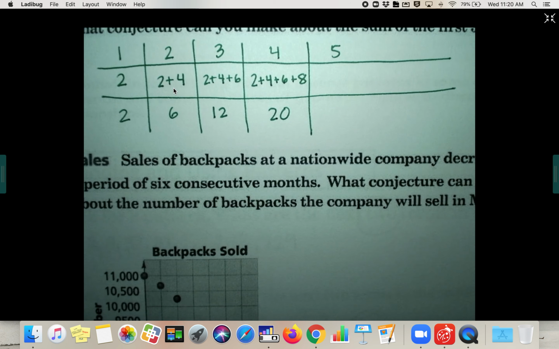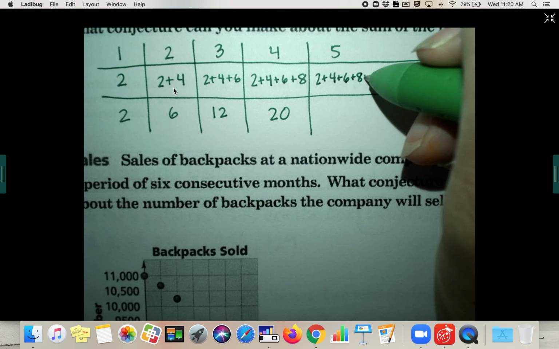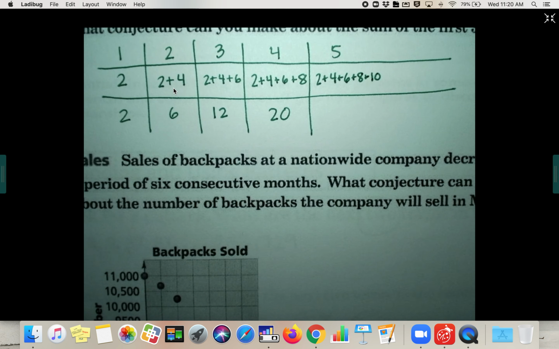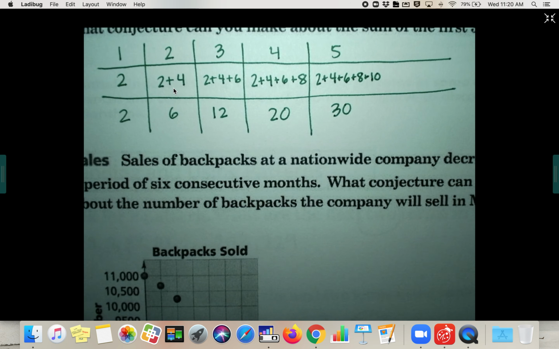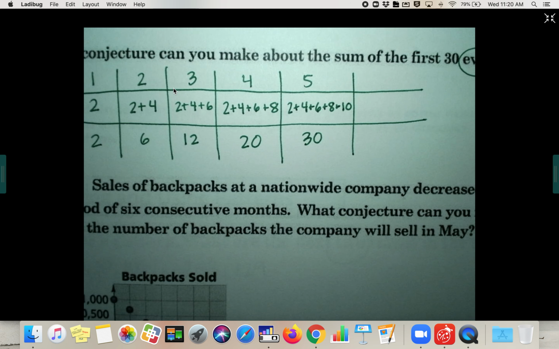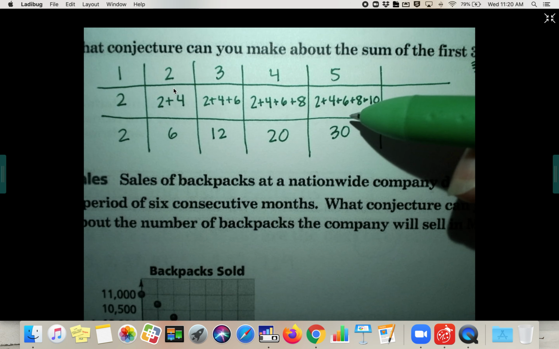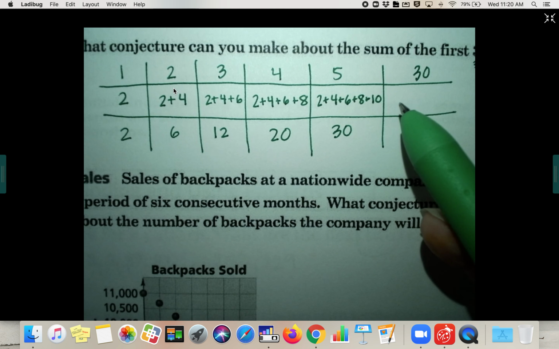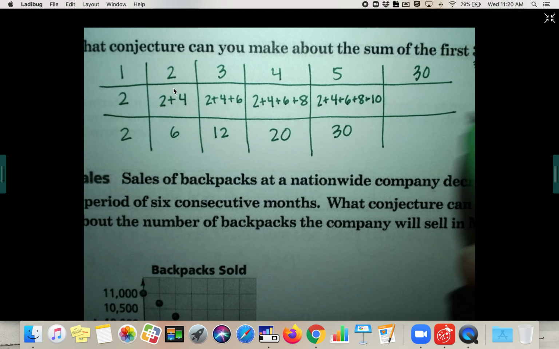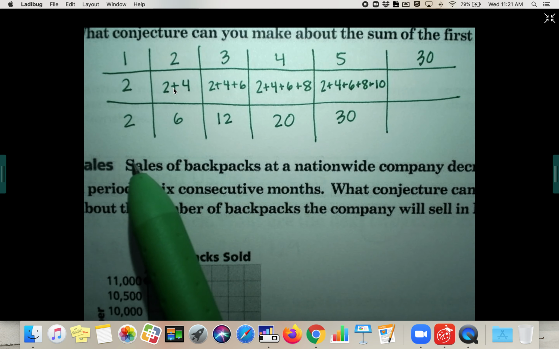In the fifth one, I would have 5 terms, 2, 4, 6, 8, and 10. And that would equal 30, I believe. Okay, and we could keep going, but we want to know 30. And so I really just want to come up with some type of a rule so I can just skip to 30 without having to do 2, 4, 6, 8, 10, 12, 14, 16, all the way to 30 of them. So let's look. Each one of these, let's see.